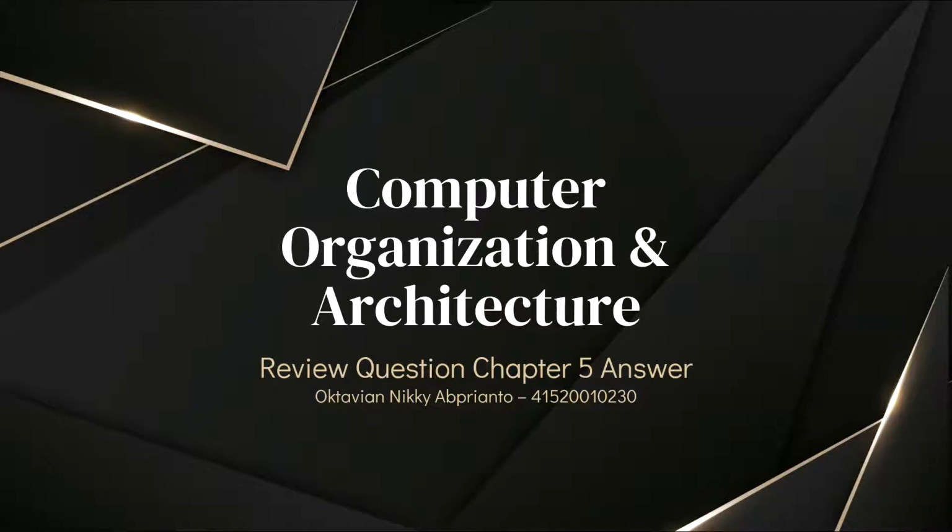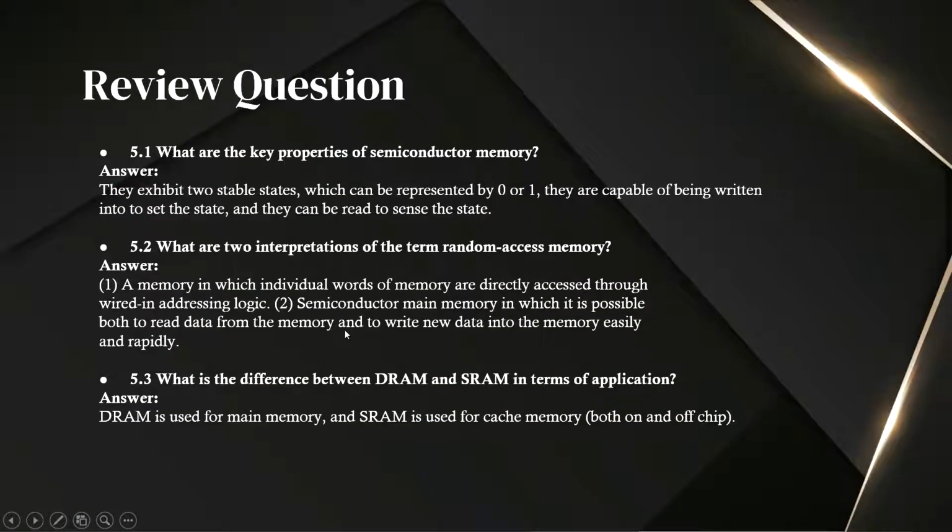Today we will talk about computer organization and architecture. For the review questions, chapter 5. 5.1. What are the key properties of semiconductor memory? The answer is they exhibit two stable states which can be represented by 0 or 1. They are capable of being written into the state, and they can be read to sense the state.